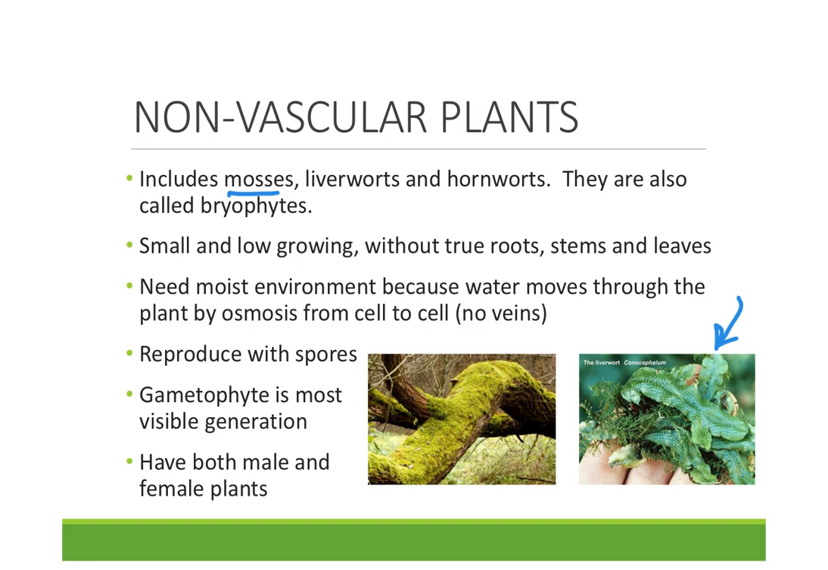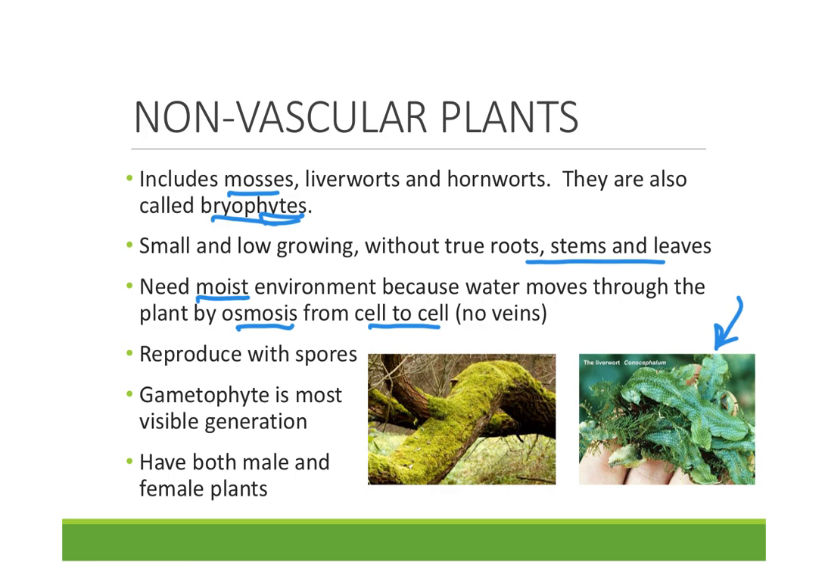These types of plants are called bryophytes. Again, you see that phyte root word that tells you it's a plant. Non-vascular plants are small and low-growing because they don't have true roots, stems, and leaves. And because they lack that structure, they need a moist environment, because water has to move through the plant by osmosis. It actually has to go from cell to cell because there's no structure, like a vein inside a plant leaf, to carry the water.